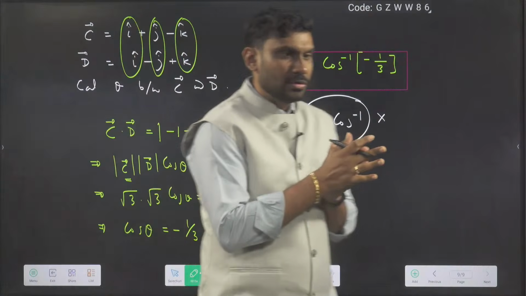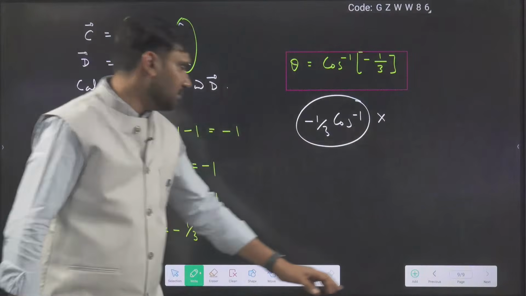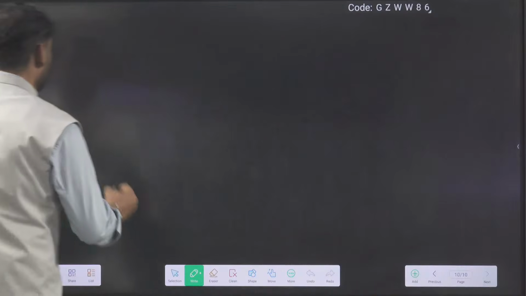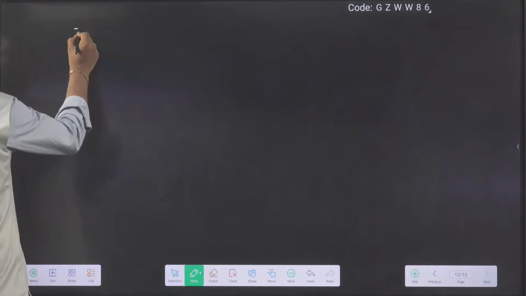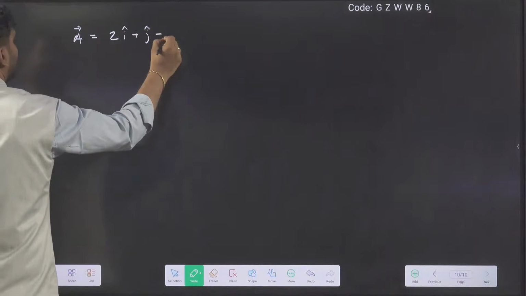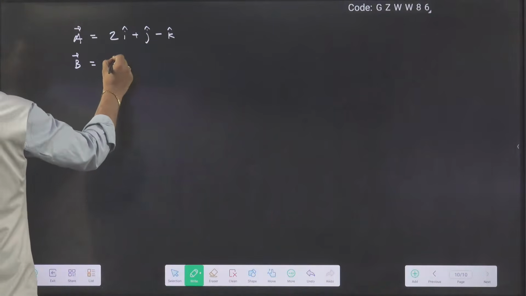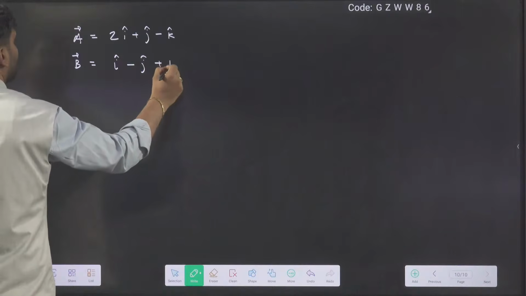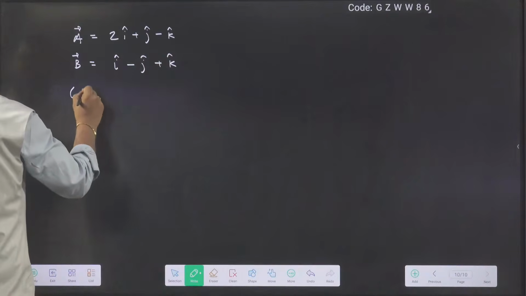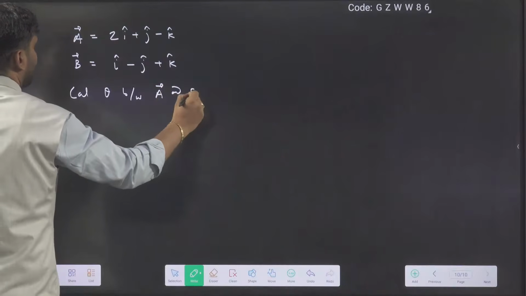One more. Okay, Mallikarjun Swami. Let's do one more. Write. A vector is equal to 2i cap plus j cap minus k cap. B vector is equal to I cap minus j cap plus k cap. Calculate theta between A vector and B vector.